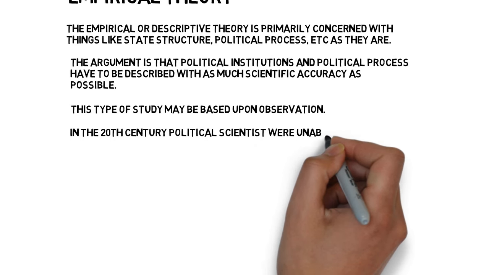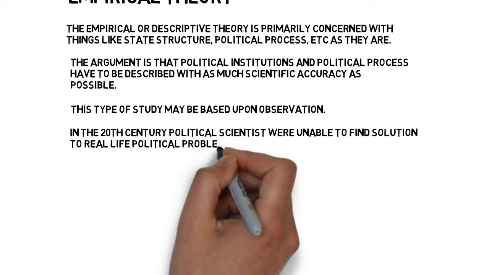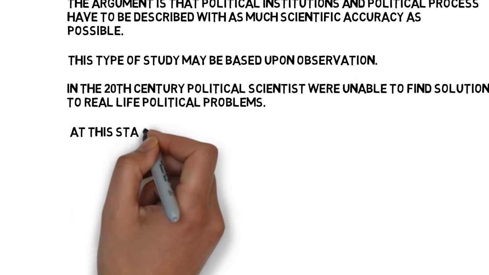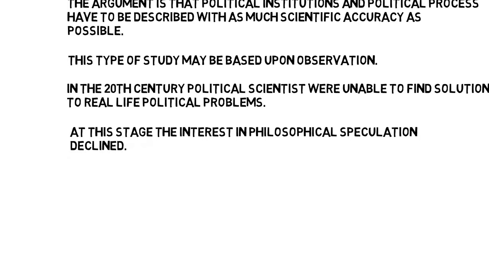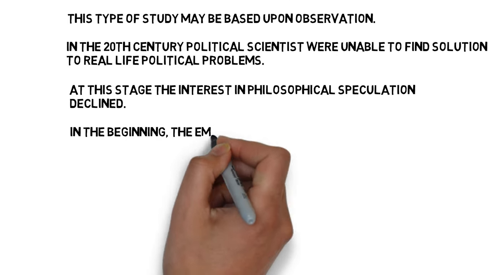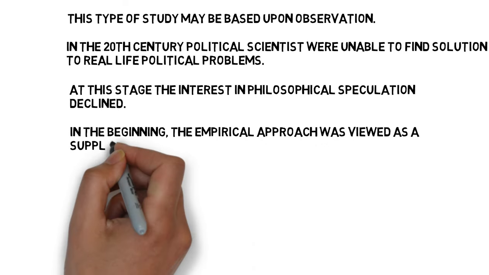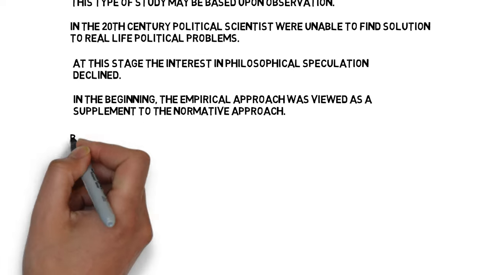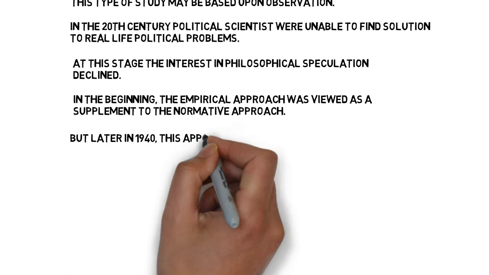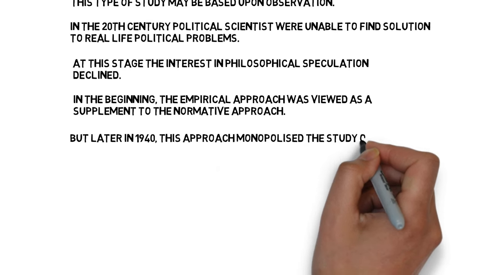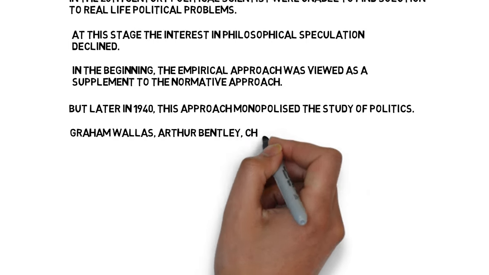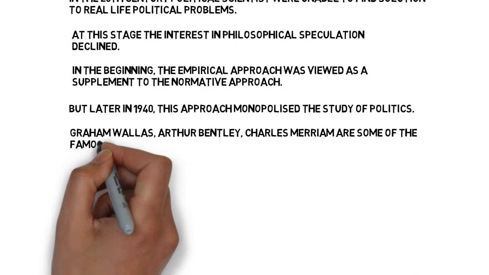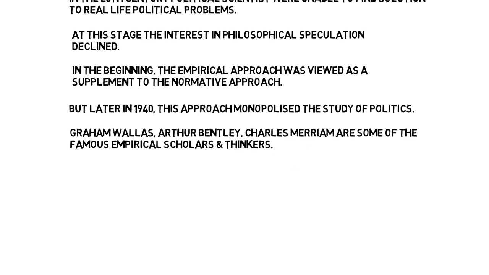Well, in the 20th century, political scientists were unable to find solutions to real-life political problems. At this stage, the interest in philosophical speculation declined. Therefore, in the beginning, the empirical approach was viewed as a supplement to the normative approach. But later, in 1940, this approach monopolized the study of politics. Following are the famous political scholars and thinkers. Graham Wallas, Arthur Bentley, Charles Merriam are some of the famous empirical scholars and thinkers who continue to explore empirical political theory.